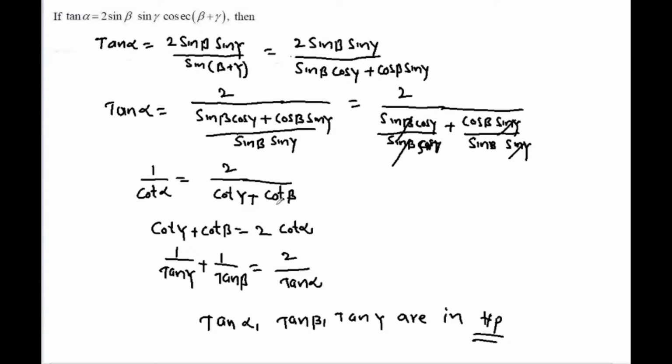Here, from 2 by tan alpha, that means tan gamma, tan beta, tan alpha are in arithmetic progression.